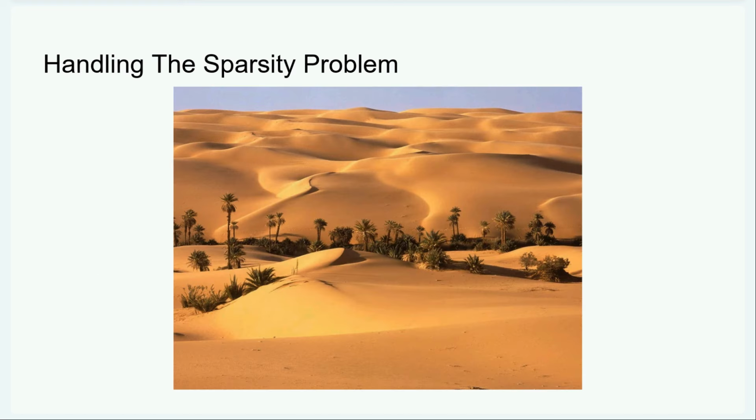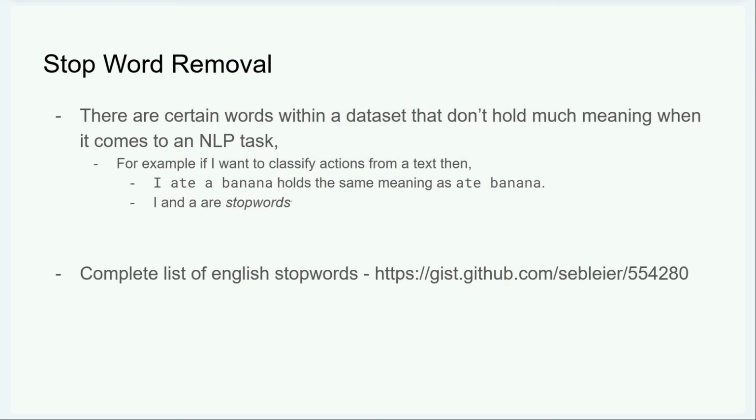Now, we can start handling these problems one by one and come up with ways to solve them. So the first thing that we need to address is the sparsity problem, because that is the biggest pain point in terms of the space that is required to store all that vocabulary. Now, there are some pre-processing techniques in NLP that are used to remove sparsity. So the first thing that we do is called stop word removal.